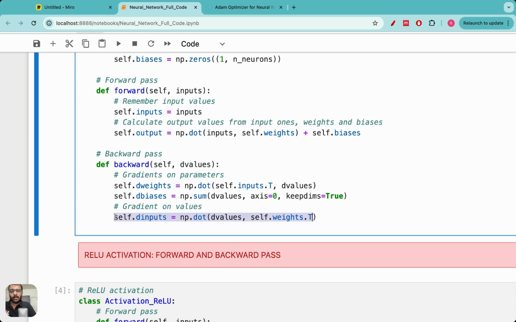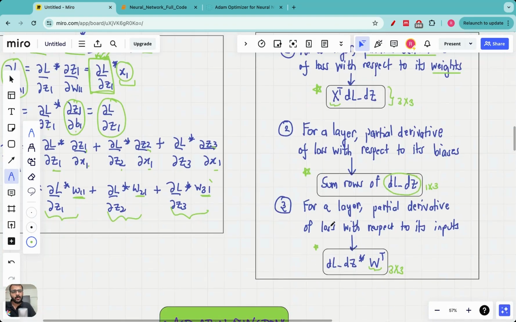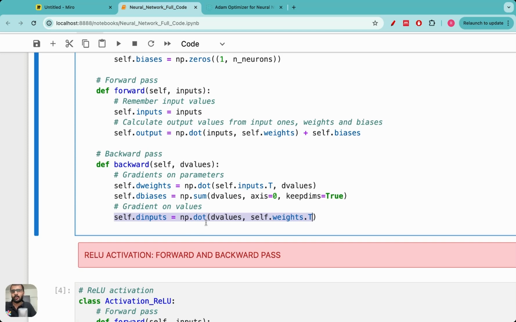And then we are also going to find the partial derivative of the loss with respect to the inputs, and that is given by this formula, which is dL/dZ multiplied by the weight transpose. I'm just marking it with an arrow here: dL/dZ multiplied by the weight transpose, and that is exactly what we will be writing in the code. That will be np.dot(dL/dZ, weights transpose). Remember, in Python, when we do np.dot, it is just taking the dot product of the two matrices.